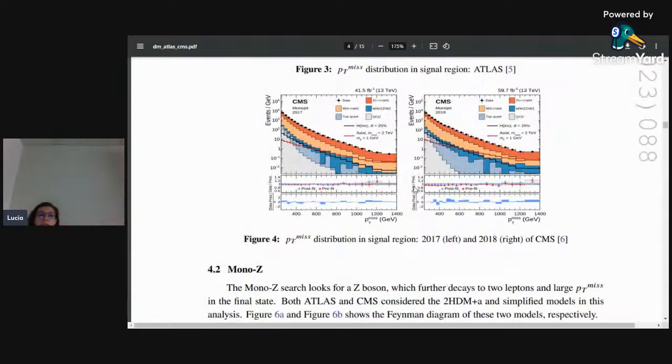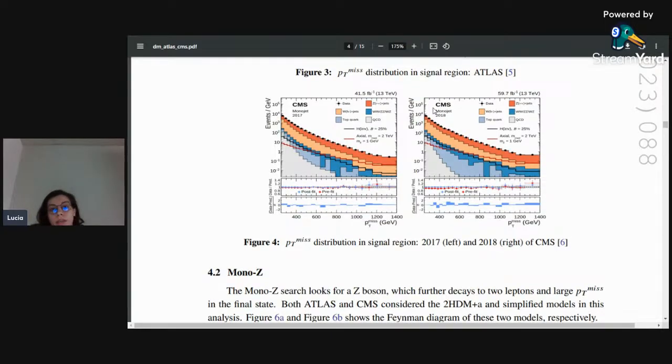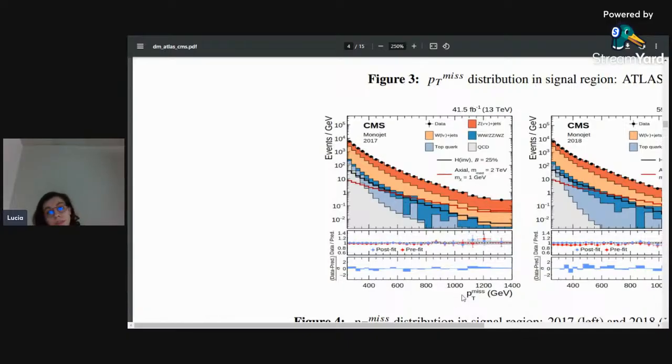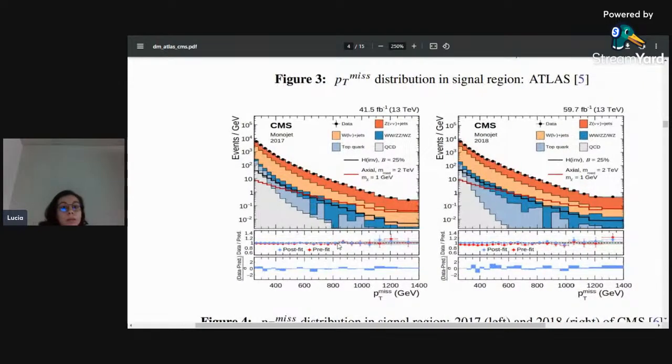In all the cases, it is important: they are looking for a large missing PT, I mean, a large missing momentum in the transverse axis. And in the majority of the cases, the plots are related to the missing PT. That's here. In all the cases, because these are past results, we didn't detect anything. It's a spoiler.